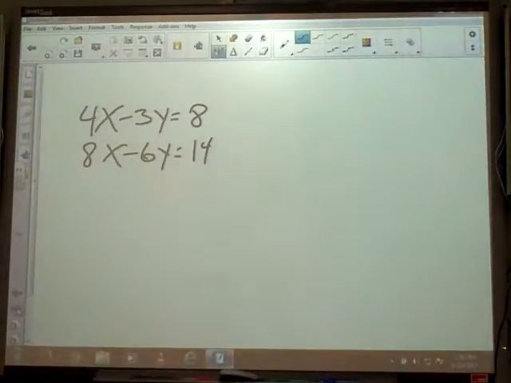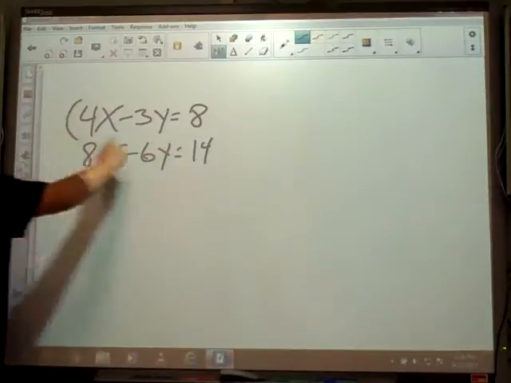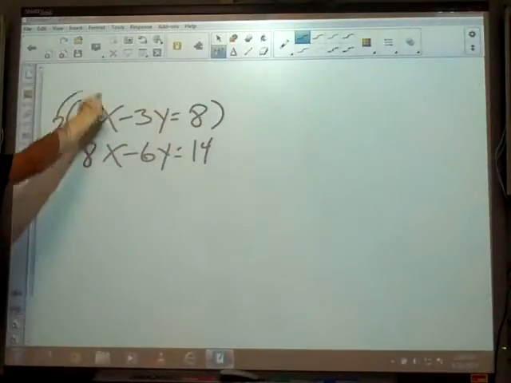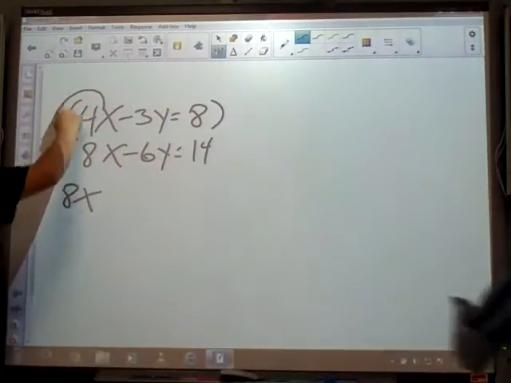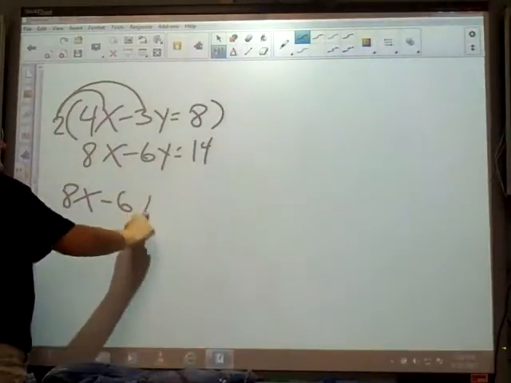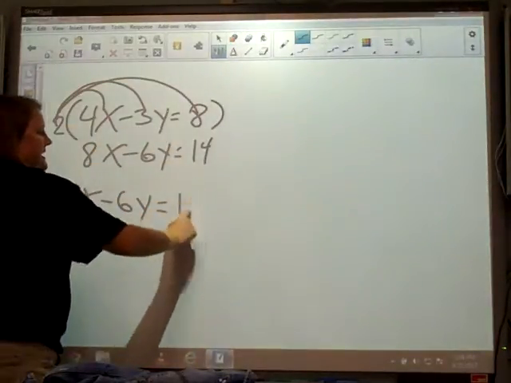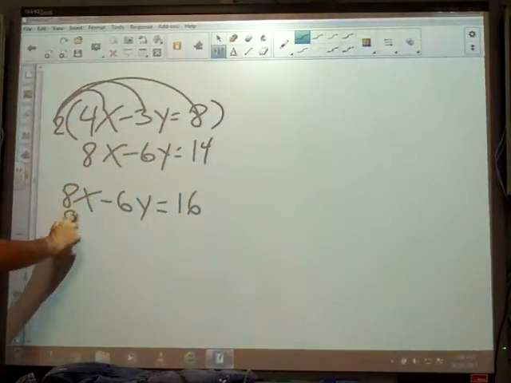Doesn't matter, Caleb said it didn't matter. So what would I multiply the first equation by, Caleb? So let's look at that. That gets me 8x minus 6y equals 16. Now I'll write the second one underneath that.